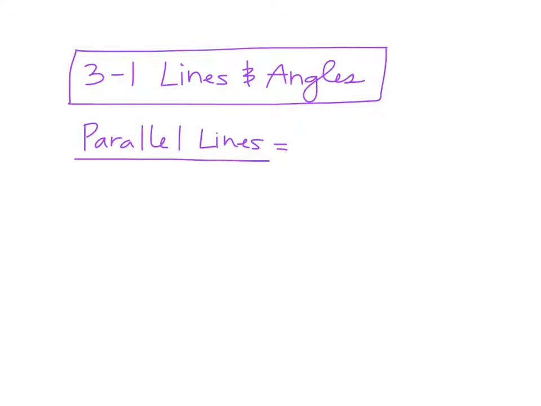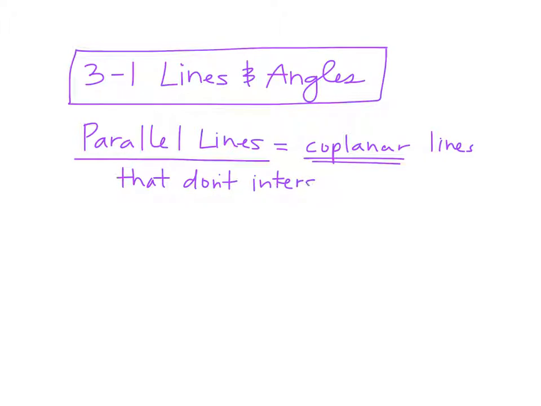The key thing that you need to know when defining parallel lines is this word right here. Never. They are coplanar, okay? So parallel lines have to be coplanar lines that don't intersect. What is coplanar? On the same plane, okay? Coplanar lines that don't intersect.